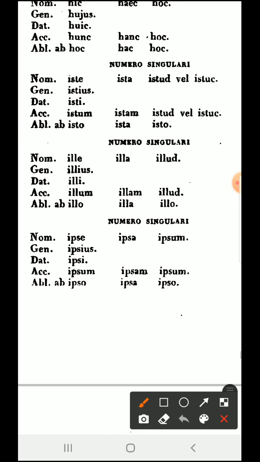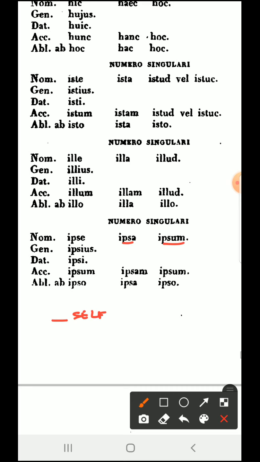Ipse, like sui, which we studied before, is usually translated as blank-self again. So ipse normally is found translated as himself, ipsa as herself, and ipsum as itself. But it can be first, second, or third person. For example, if I say ego ipse, that means I, myself. If I say Maria ipsa, that means Mary herself. And if I say templum ipsum, I mean the temple itself.